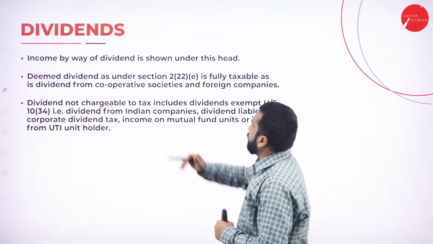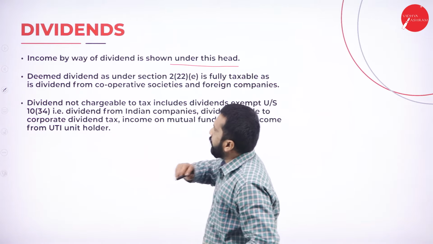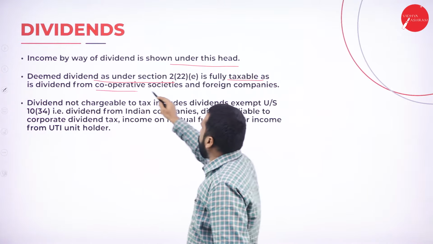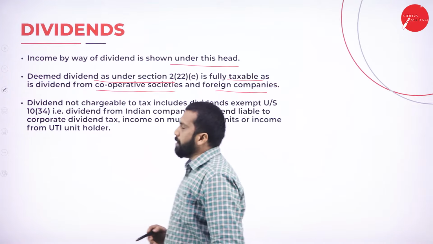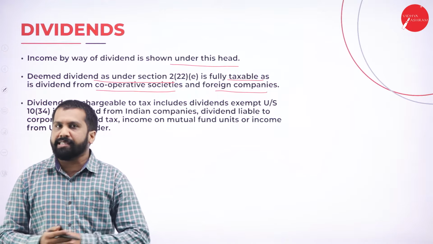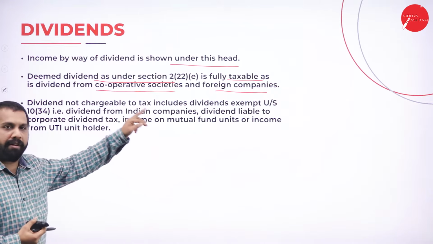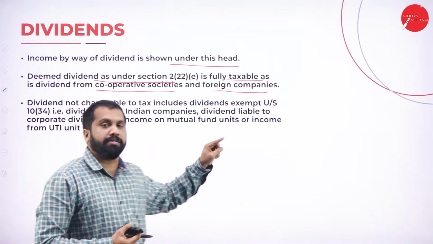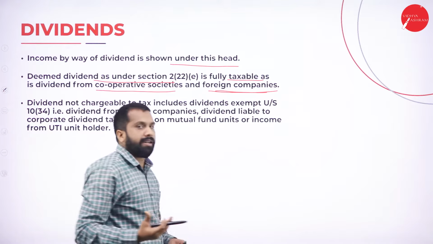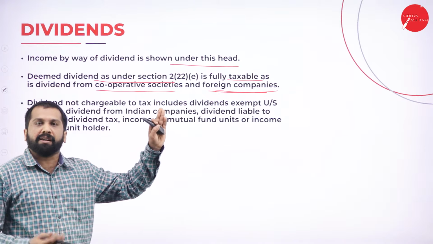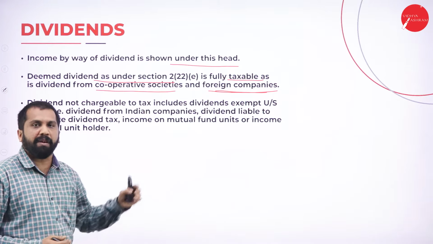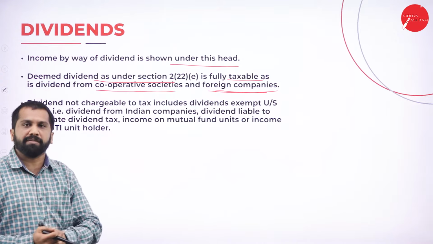Next, income by way of dividend is shown under this head. Deemed dividend under the section is fully taxable, as is dividend from a cooperative society and a foreign company. Remember, any dividend from an Indian company is always exempted, no tax. You know the reason also. But any dividend from a foreign company, any dividend from a cooperative society is taxable. You know why foreign company dividends are taxable. Because they have not paid tax here, so we have to pay. For cooperative societies, exemptions are there, but we are supposed to pay tax on dividend given by a cooperative society.